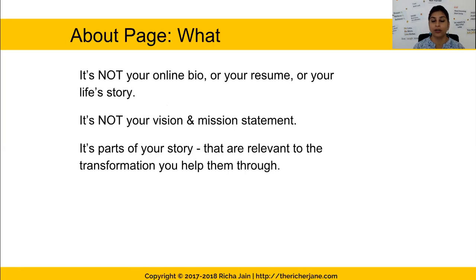Okay, so you need to make sure that your About page does not turn into your online bio or a big, huge resume or your entire life story. People don't necessarily want to know your cat's name or what your cat had for breakfast. In the olden days, big companies would put their vision statement and their mission statement onto their About page in very, very formal looking language. Very intimidating and very cliched.